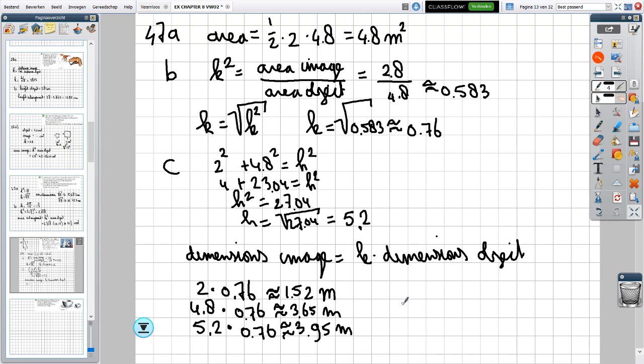Okay, that was exercise 47C. Remember, scale factor is always k, not k squared. It's going to be important because in the next paragraph I'm going to get a new one, and then again you have to remember scale factor is k. K squared belongs to areas.